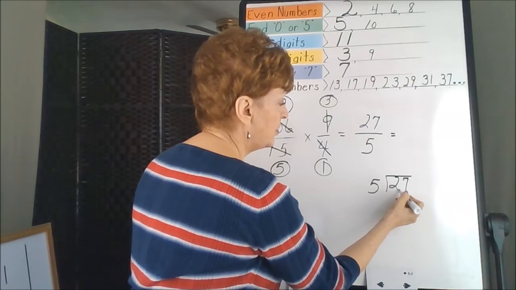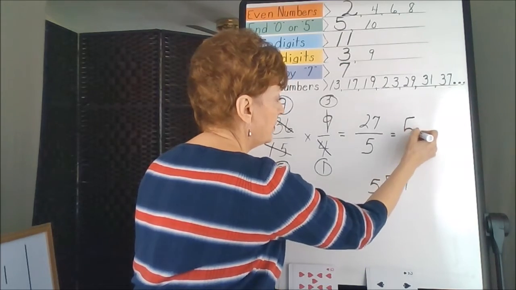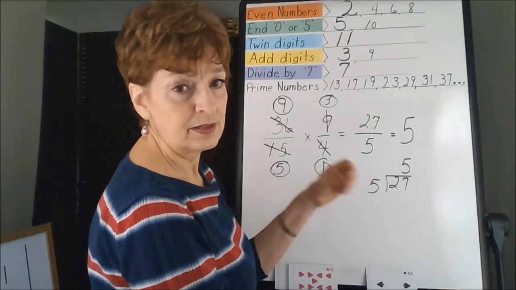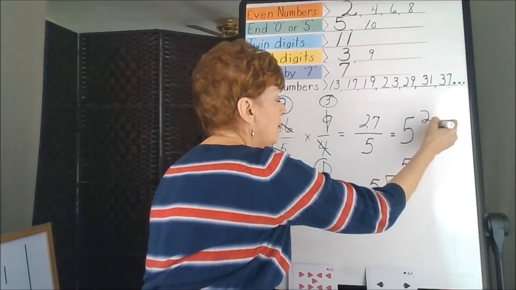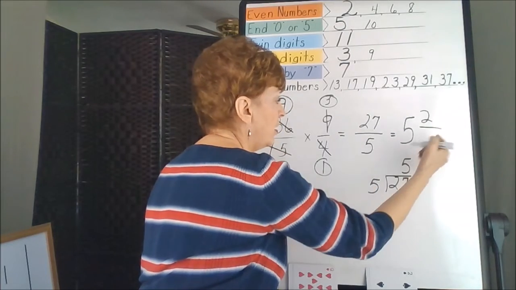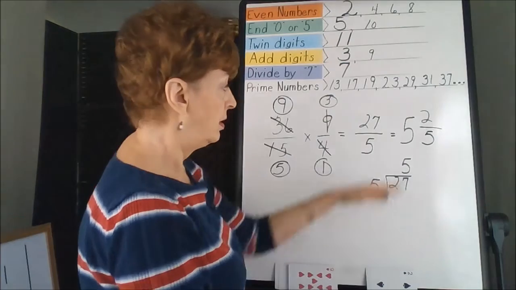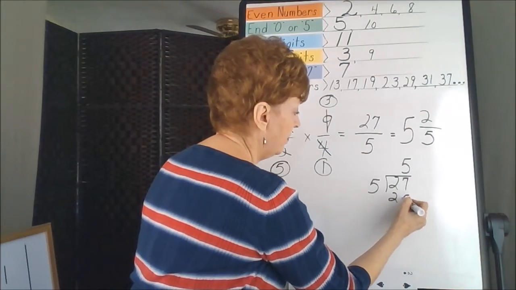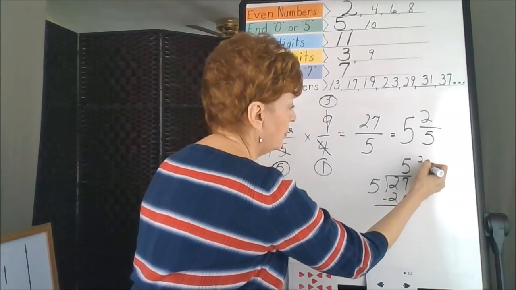5 will divide into 27 5 whole times, because 5 times 5 is 25. 26, 27, with 2 remaining. And just pull your denominator over, because that's your label. 5 and 2/5. 5 times 5 is 25. Subtract, get 2. The remainder is 2.